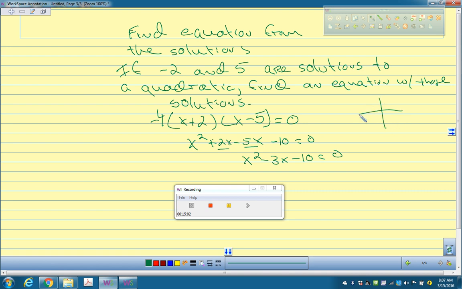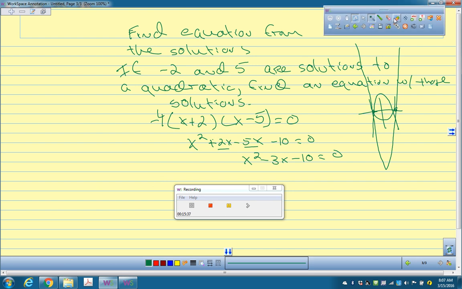So if these are solutions, -2 and 5, I could have a parabola that looks like this going through there. I could have a parabola that looks like this going through there, right? I could have a parabola that looks like this going through those same 2 points, okay? So there's infinitely many solutions, but one of them, and the simplest one, is this right there. Get that? You'll get it as it gets printed. Okay, it gets more complicated though.